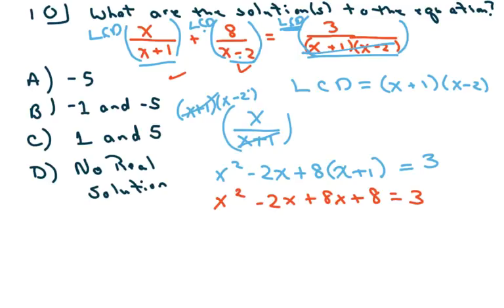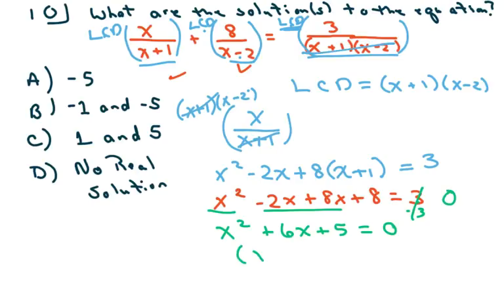Since it's quadratic in terms, I'm going to move everything over to the left and clean it up. This is 6x. And when I subtract the 3, I get 5. And that's going to leave 0 here. So we have (x plus 5)(x plus 1) equals 0. So my two solutions are x equals negative 5, x equals negative 1.